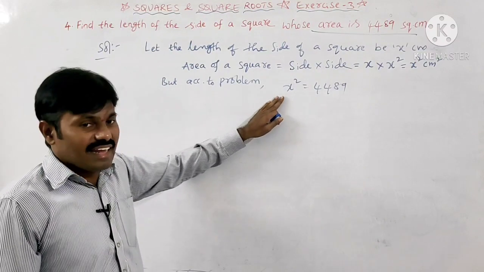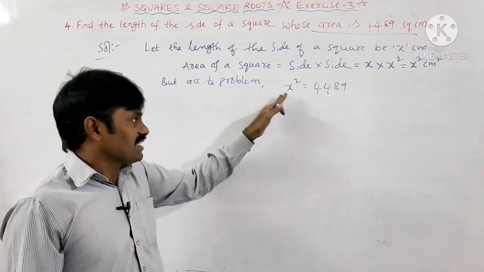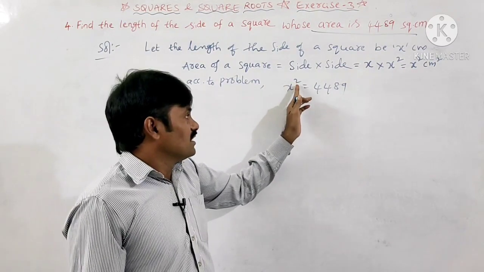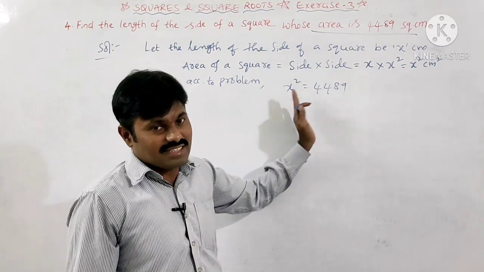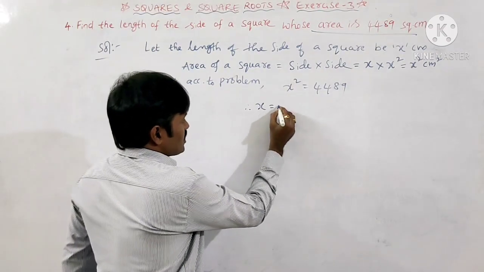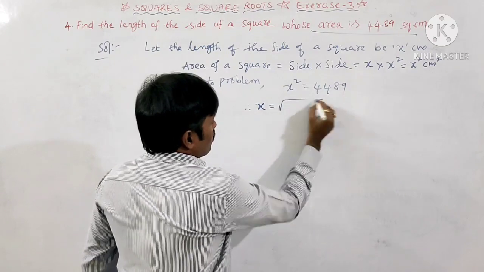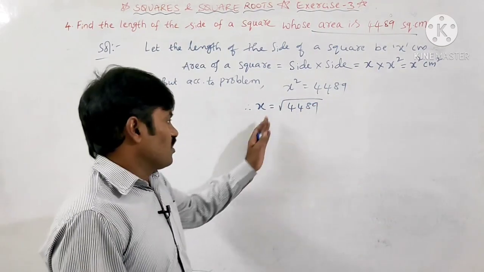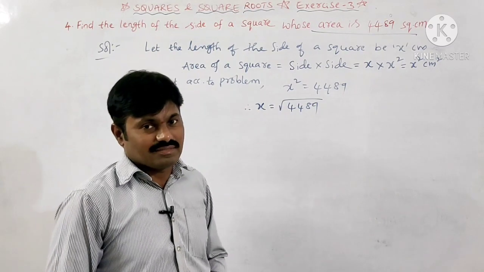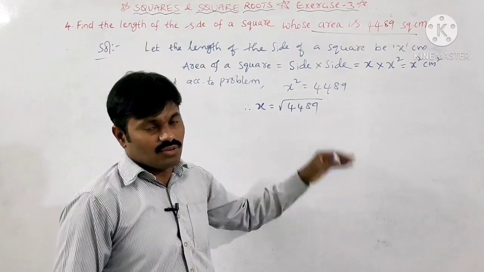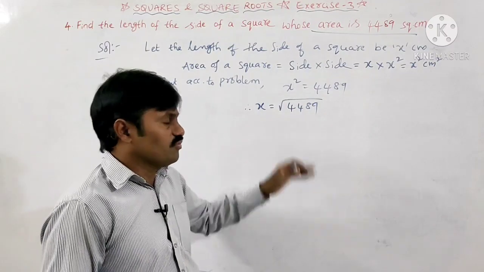So write x as the subject. While writing x as the subject, send the square to the other side, the right side. Then it becomes a square root. Therefore, x is equal to the square root of 4489, that is 4489 under the root.